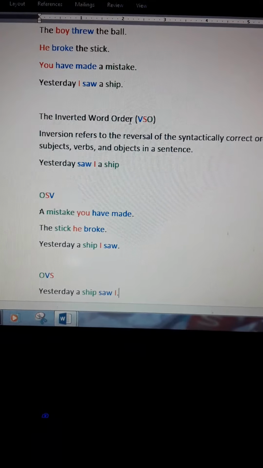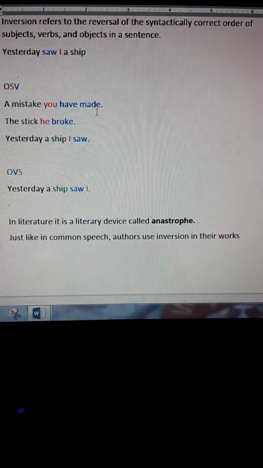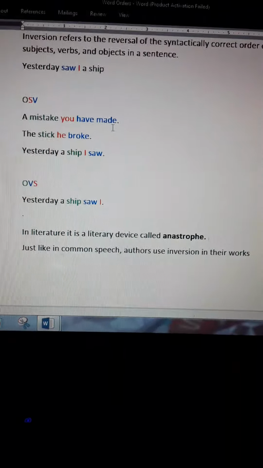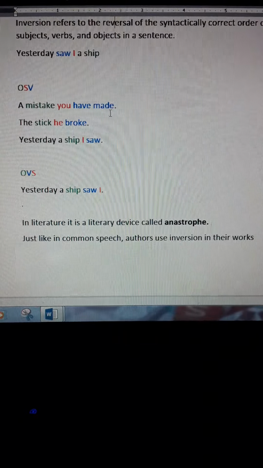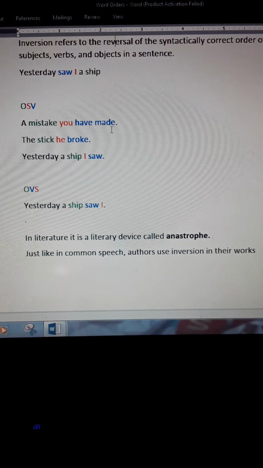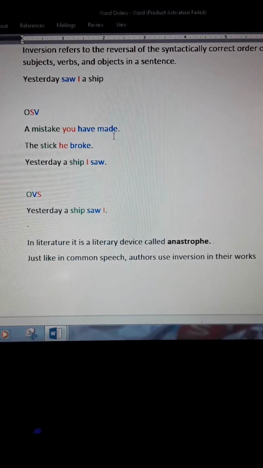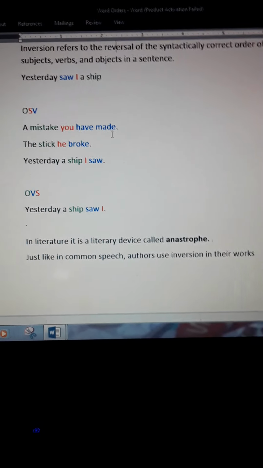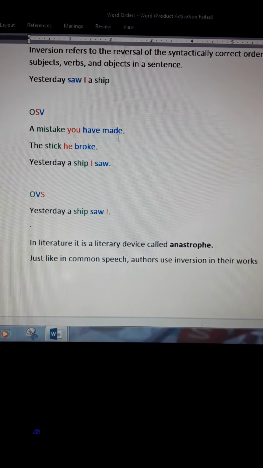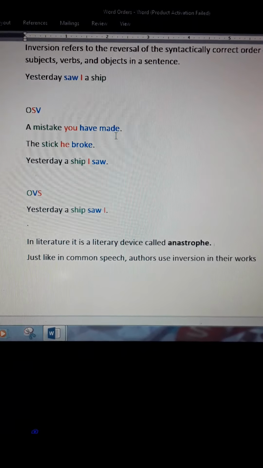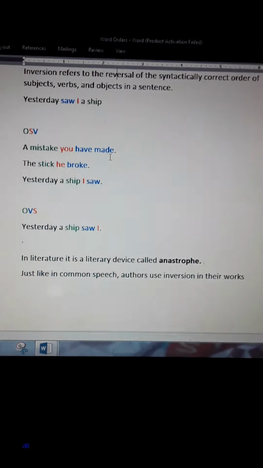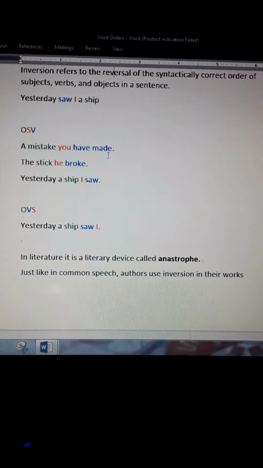And I'm sure you've heard or read some examples like that in the past. Or I'm not sure if this is the first time that you're hearing or seeing a sentence in that kind of order. So now we are looking at the object first, then the subject, then the verb. And remember, the objects are in green, the subjects are red, and the verbs are blue. So just follow along. A mistake you have made. The stick he broke. Yesterday a ship I saw. Maybe you can comment and let me know if this is the first time you've heard sentences like this before.